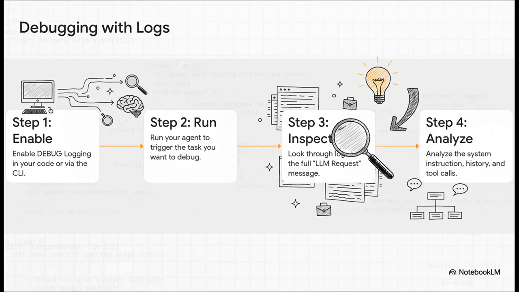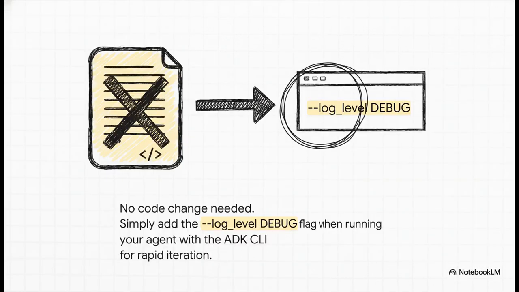And believe me, this matters a lot, because when your agent does something unexpected, these steps are your best friend. You flip on debug logging, and suddenly you can see the exact prompt that was sent to the model. You see the history, the instructions, everything. It makes finding that one little bug so much easier. And you know what the best part is? You don't even have to mess with your code to get all this juicy detail. You can just add this little flag, -log level, debug, when you run your agent from the command line. It's so convenient for that quick build, test, debug cycle.